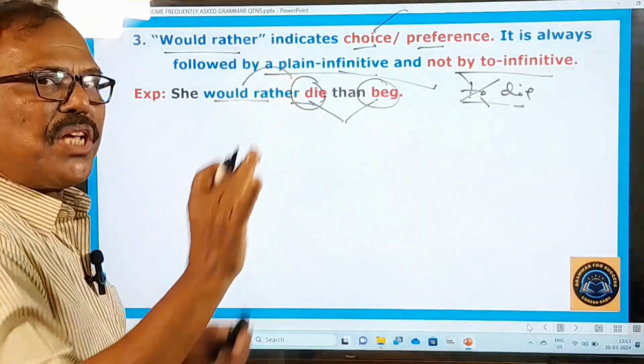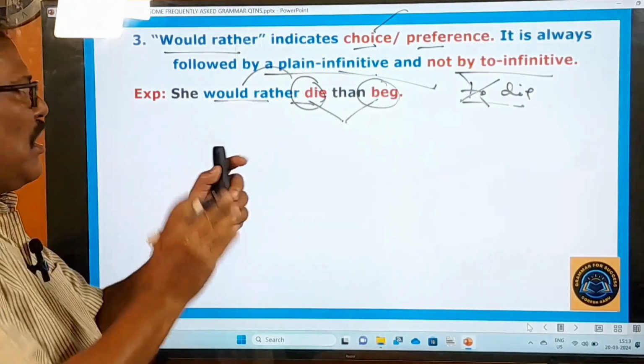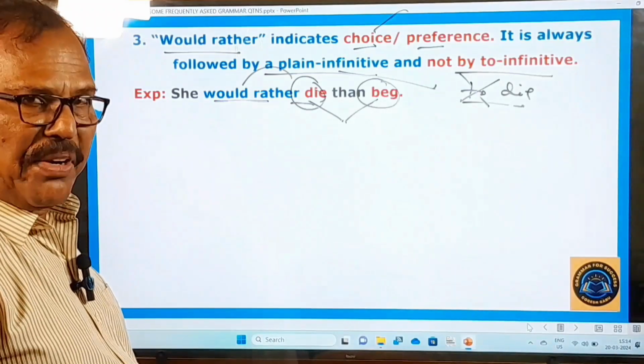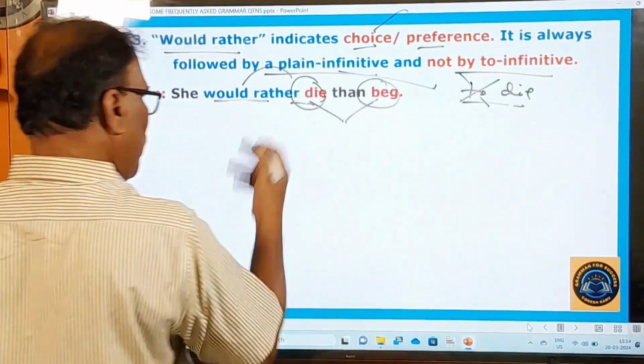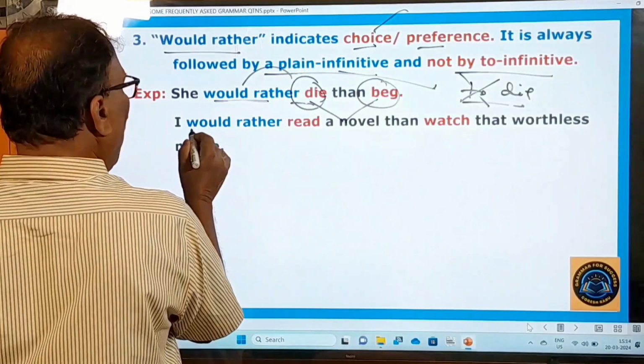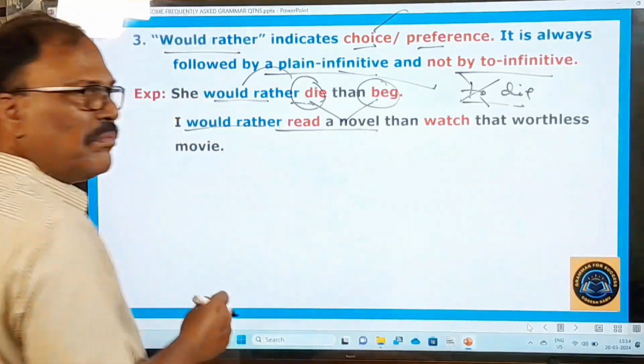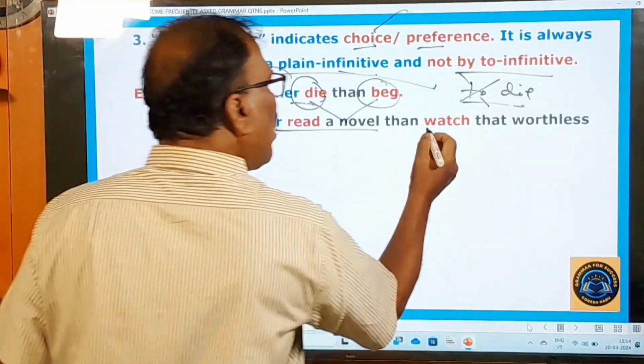Between these two actions, this is indicating a choice or preference. Okay, plain infinitive is used. Similarly, in other examples also, I would rather read a novel. You want to read a novel? Then watch that worthless movie.